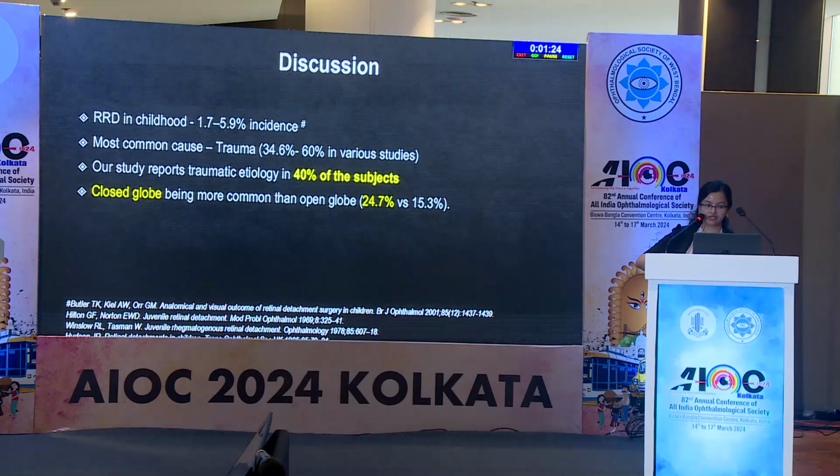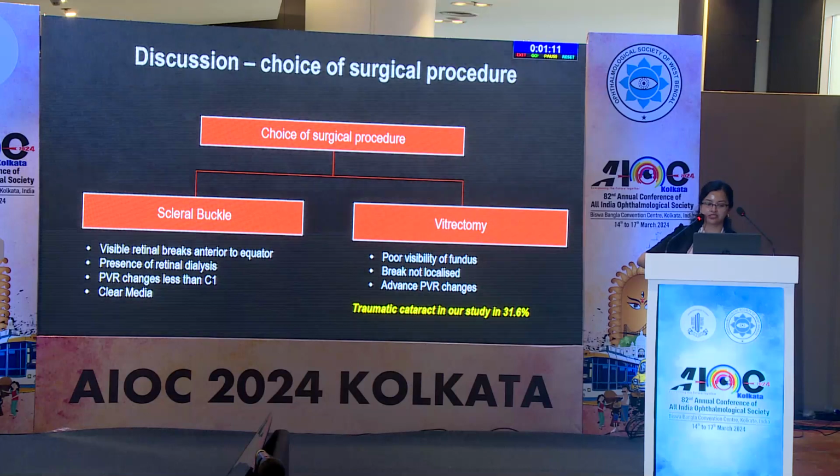The incidence of rhegmatogenous RD in childhood is 1.5 to 5.9%. Most common cause is trauma, which is similar to our study, where 40% had trauma as the cause. Closed globe is more common. The choice of surgery is conventional, where vitrectomy was performed due to poor visibility of the fundus, when the break is not localized, and in cases of advanced PVR.